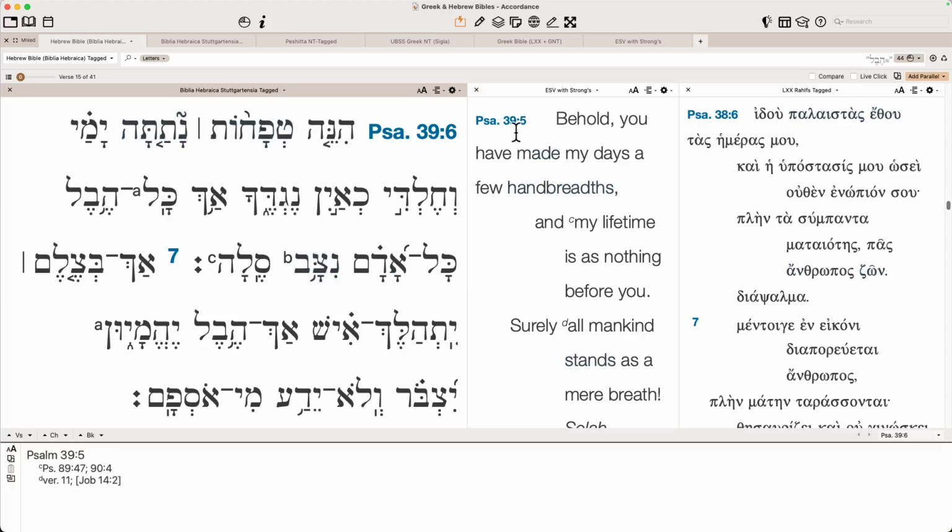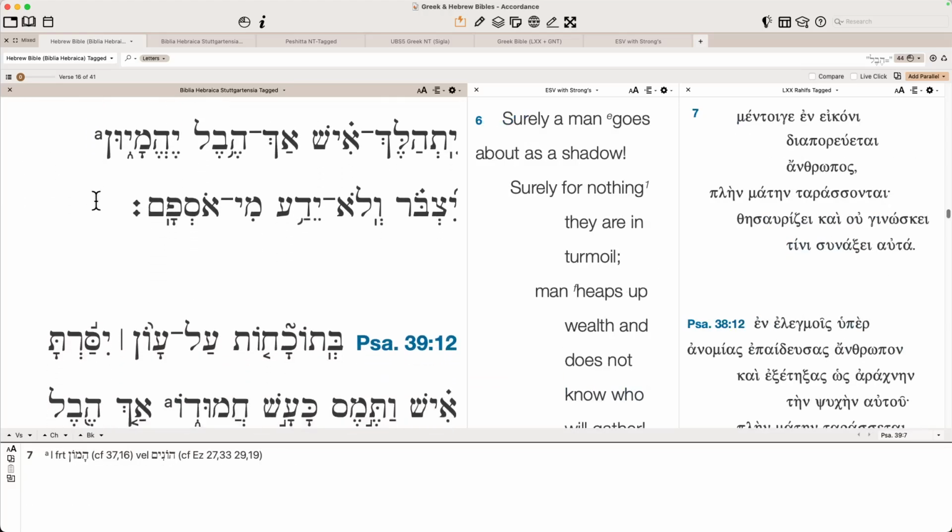Psalm 39:5 in English, 39:6. Let's see where it is. It's right here. My lifetime is as nothing before you. Surely all mankind stands as Hebel. All Adam, notice there, as Hebel, a mere breath.